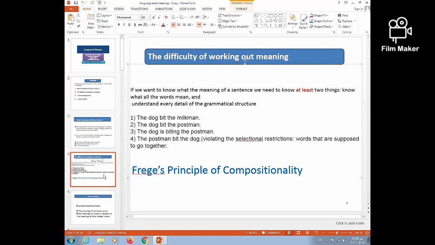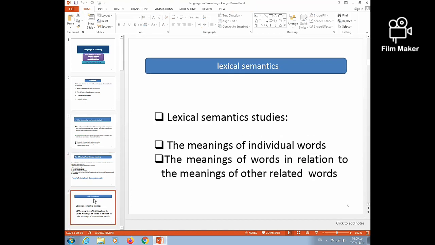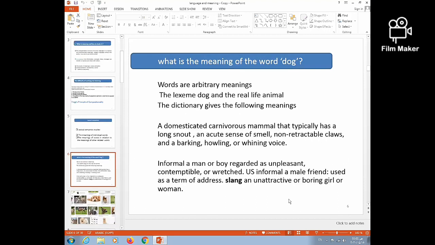Okay, let's move to another part. Lexical semantics. As I told you before, we're going to talk about the meaning of individual words and the meaning of words in relation to the meaning of other related words. Let's go further. Let's talk about the meaning of words.